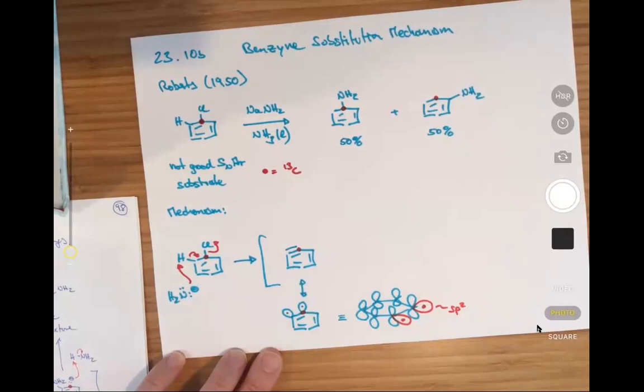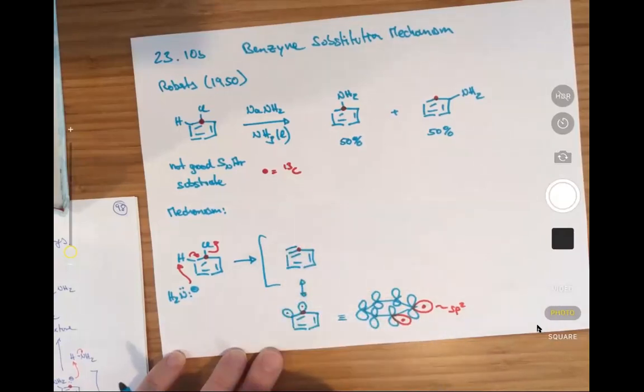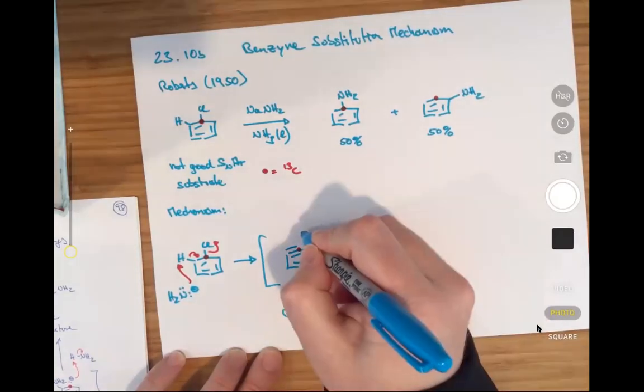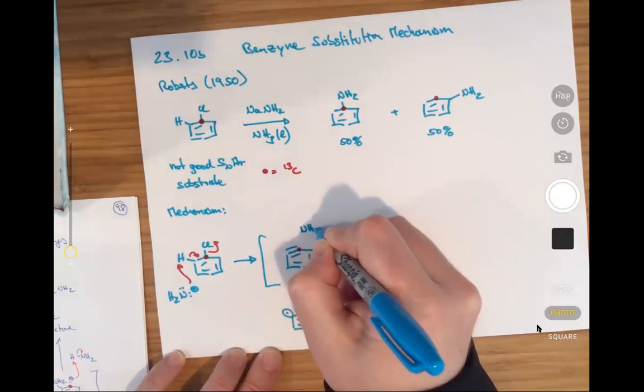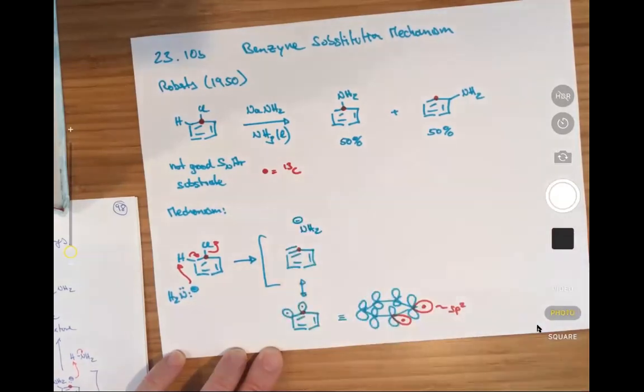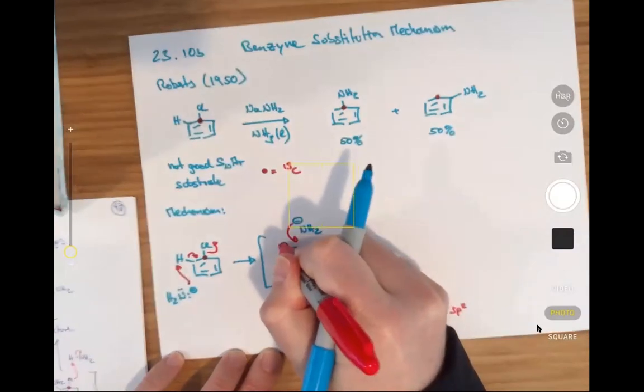Now this triple bond can be attacked by another equivalent of the amide base. So NH2 minus can now attack here, and we can push the electrons out here.